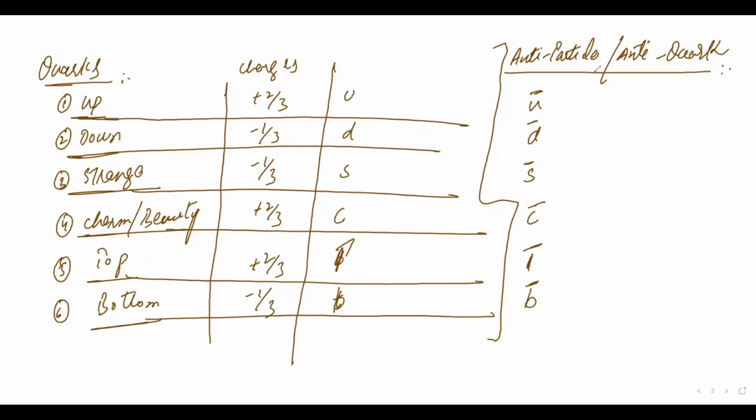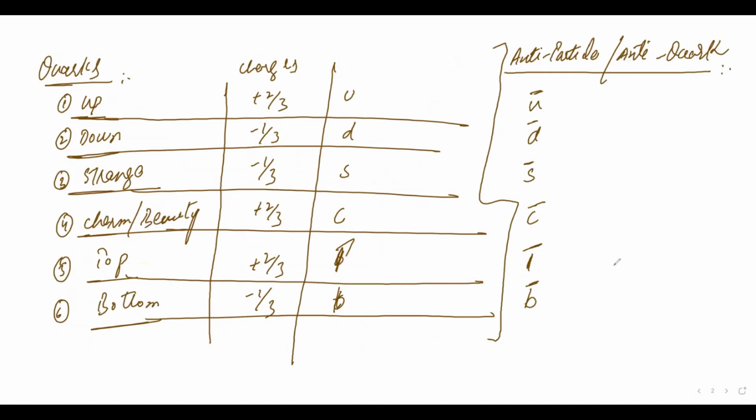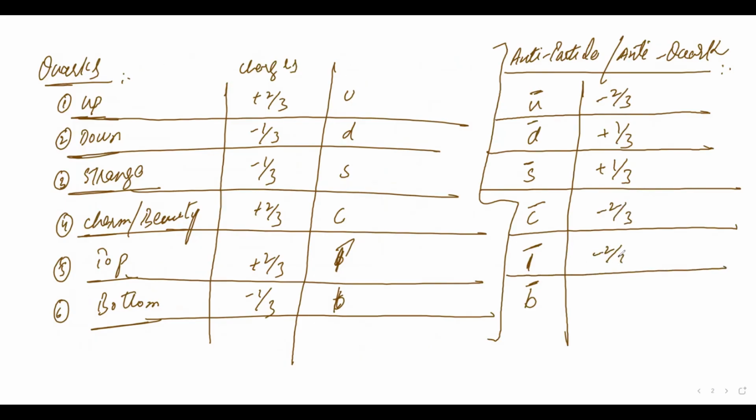In a similar fashion, we've got the antiparticles of electrons as well. Remember one thing: when I talk about an antiparticle, everything remains the same apart from the symbol and the charge. For example, an anti-up quark would always have a charge of -2/3. Anti-down quark would always have a charge of +1/3. They've got the opposite charges. Anti-strange quark would always have +1/3. Anti-charm quark would always have -2/3. Anti-top quark would always have -2/3. Anti-bottom quark would always have +1/3. Did you get that?